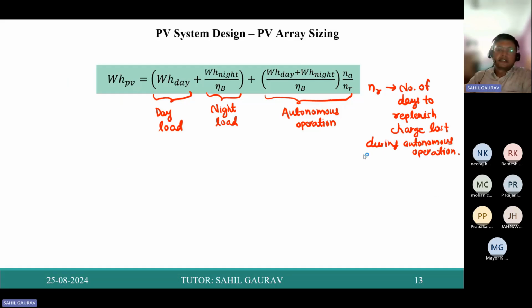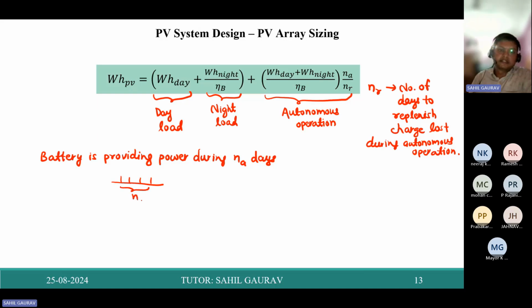Rajnikant, so what is the case? So we know that during this number of autonomous days, during days of autonomy, this battery is providing the power. Battery is providing power during NA days. Like suppose we are having this number of NA days and starting from this we are having the days to again recharge the battery. So during these days, this battery is providing the power. So that amount of energy has been discharged through the battery.